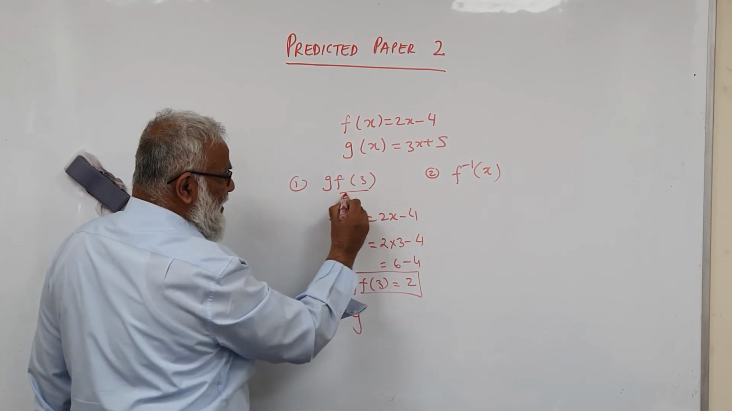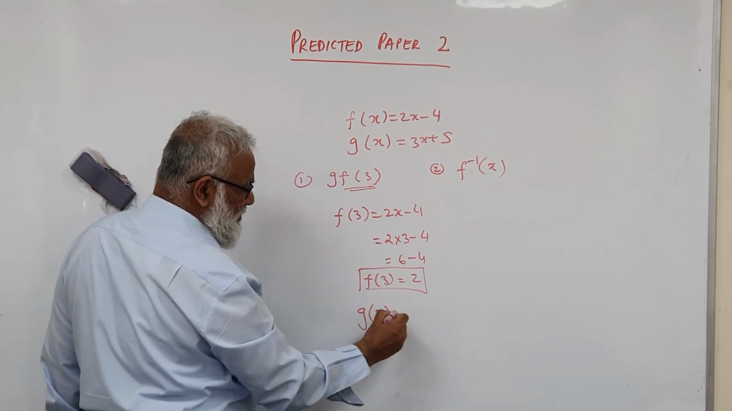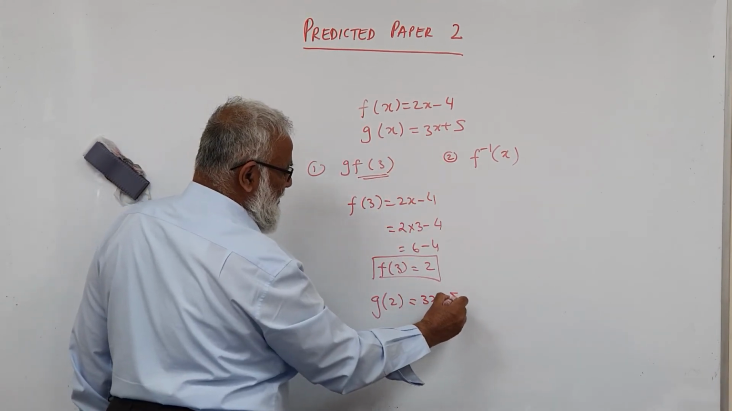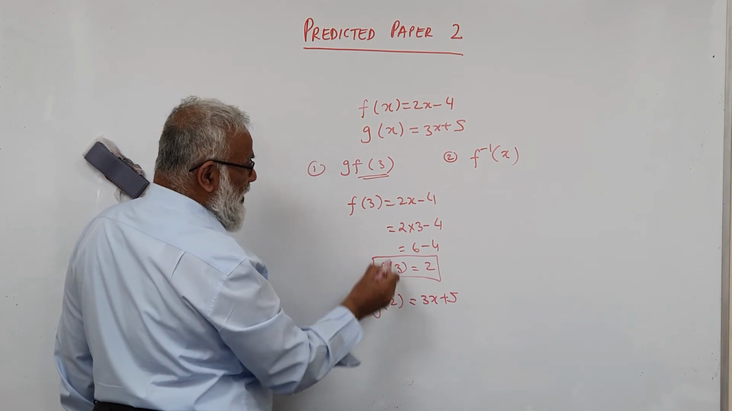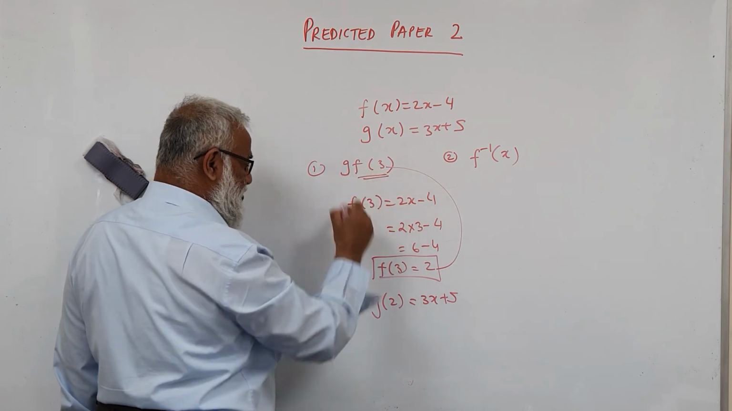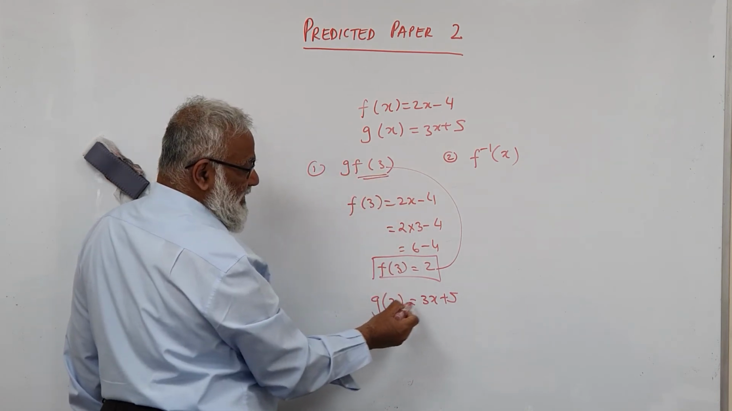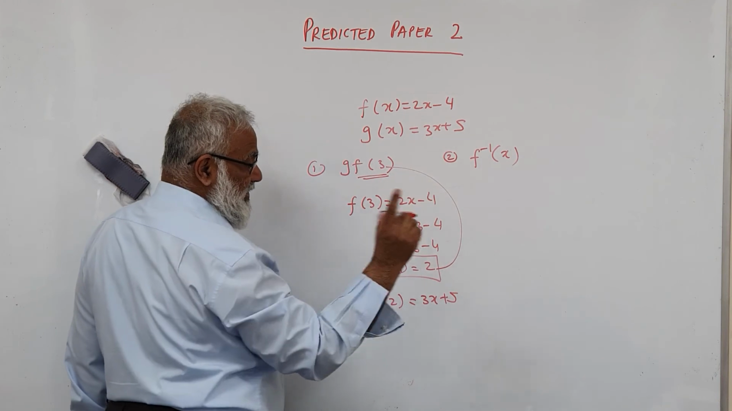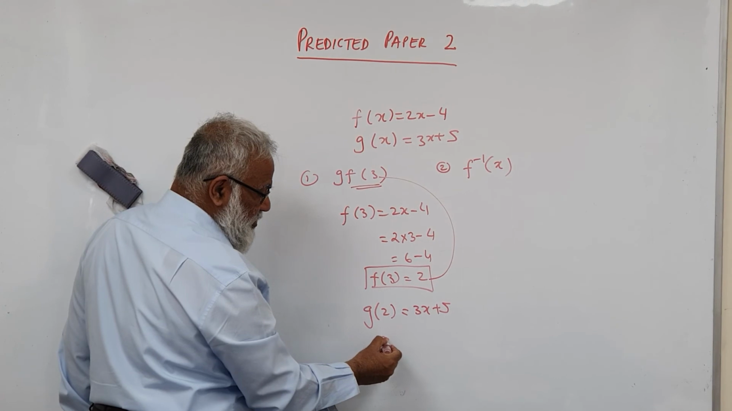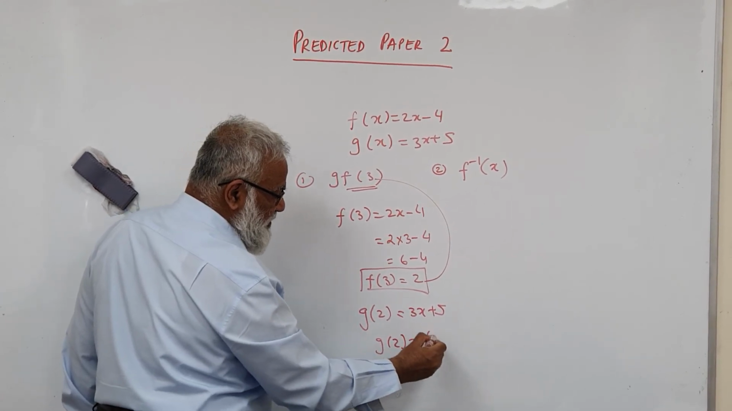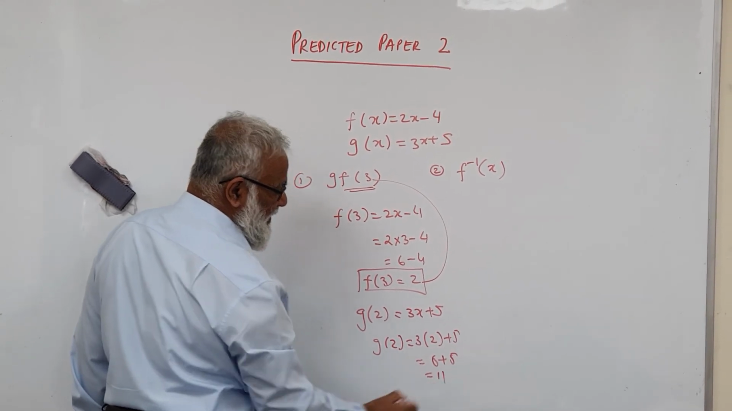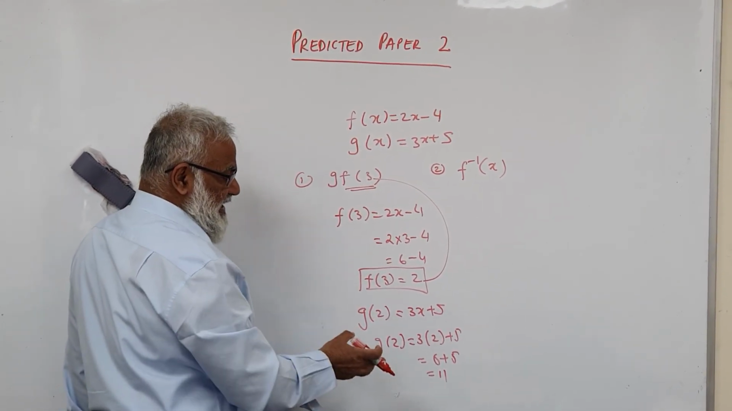I put that value here: g of f(3) is replaced by g(2). Now g means I'm going to write down the g formula, 3x plus 5. Where does 2 come from? 2 comes from f(3). f(3) is 2, remember? So that 2 is g(2) now. Wherever there is x, I'm going to put 2. So g(2) is 3 times 2 plus 5, 6 plus 5 is equal to 11. Alright, so that is the answer.